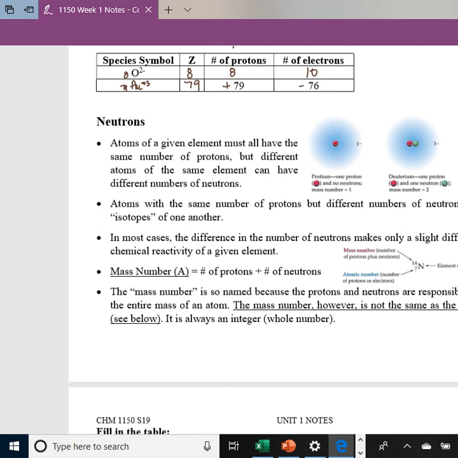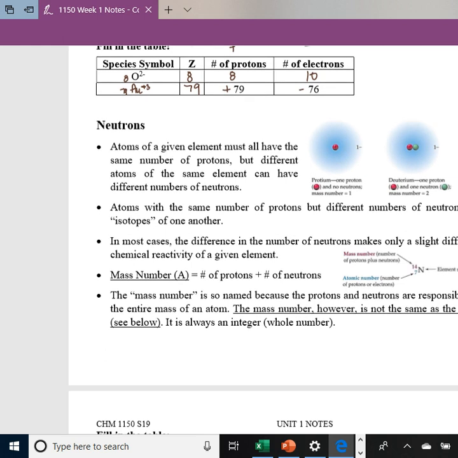Okay, our last subatomic particle are neutrons. Atoms of a given element must all have the same number of protons, but different atoms of the same element can have different numbers of neutrons.